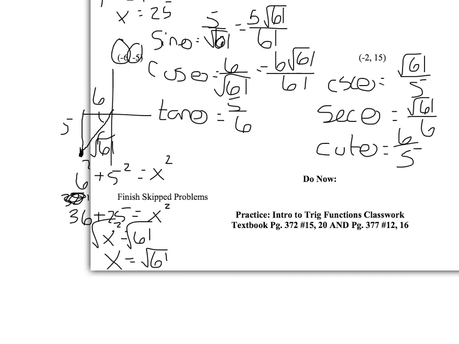Finally, we go back. And we see we're in quadrant 3. In quadrant 3, tangent and cotangent will be positive. Everything else we need to stick a negative in front of. So sine, cosine, cosecant, and secant. At this point, I would like you to try the problems that we skipped.